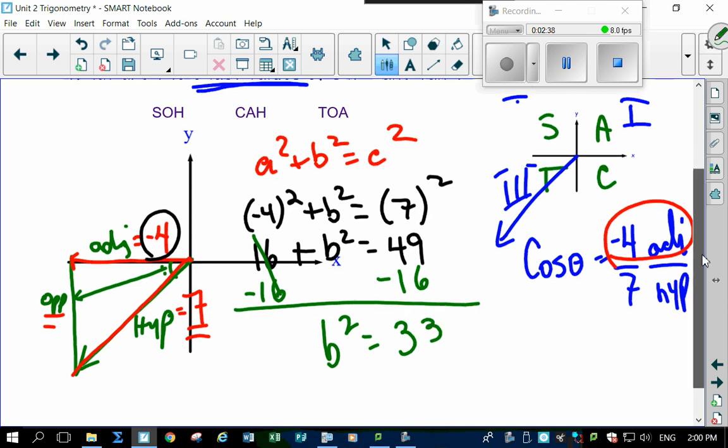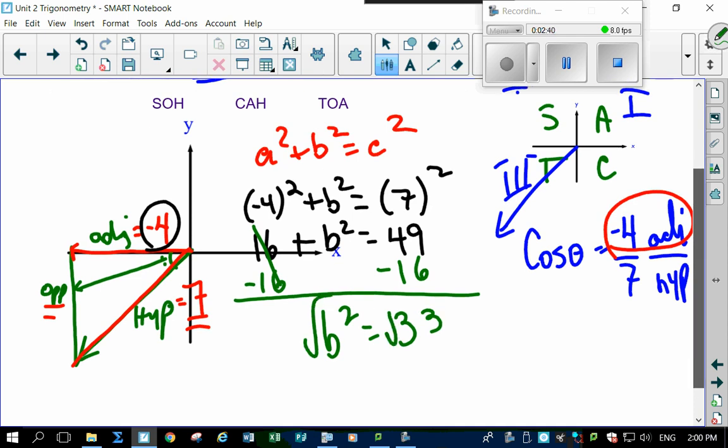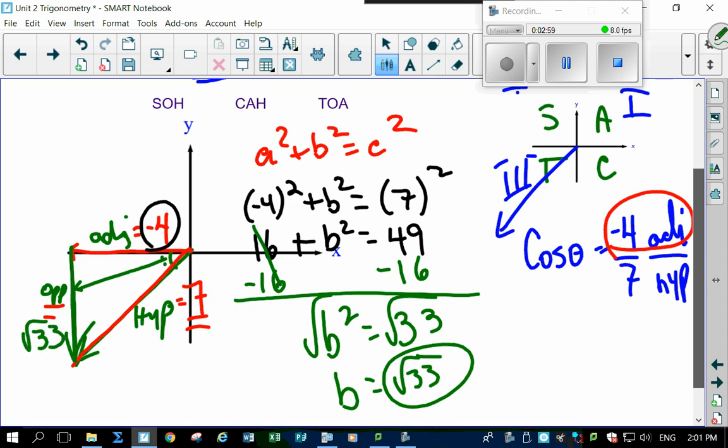Then, of course, you're going to square root this, leaving you with b equals the square root of 33. Leave it as the square root of 33. Don't change it into a decimal because then you're defeating the purpose. It's not an exact number. So your opposite then is the square root of 33. But wait a second. Aren't you going down? Going down on this graph has got to be a negative.